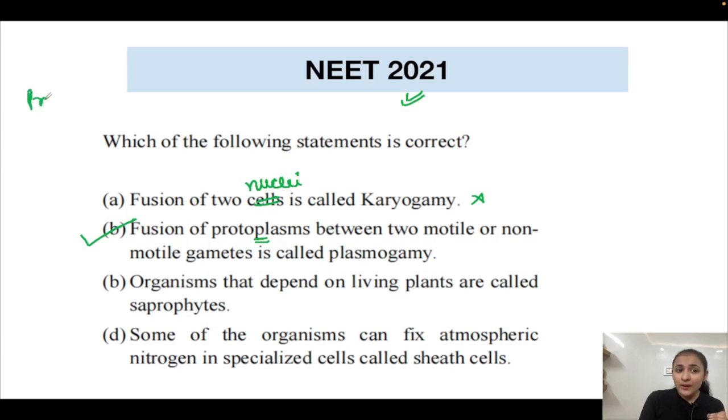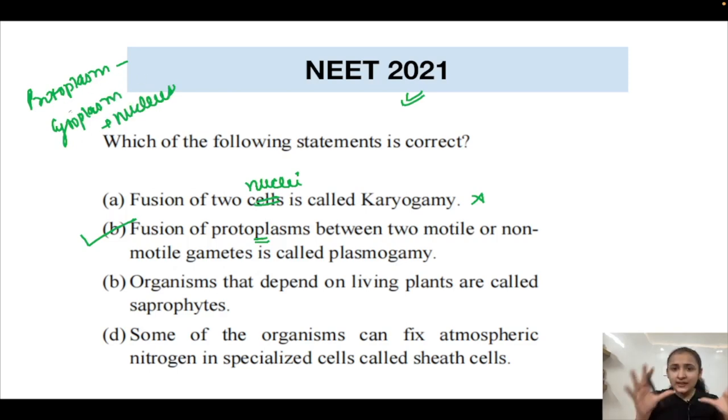Protoplasm comprises cytoplasm plus nucleus, whereas cytoplasm represents everything that is present inside the cell membrane excluding the nucleus. But if we include the nucleus also, the cytoplasm becomes protoplasm. So fusion of protoplasms between two motile or non-motile gametes is called plasmogamy. In plasmogamy, the nucleus is not fusing. Only the cytoplasm of the two gametes is fusing.